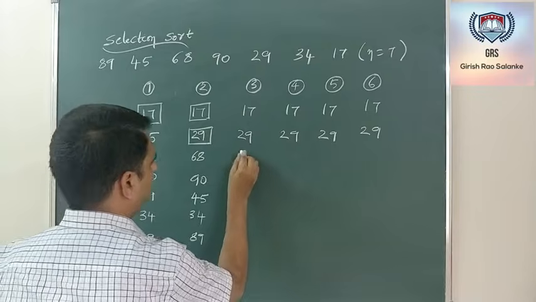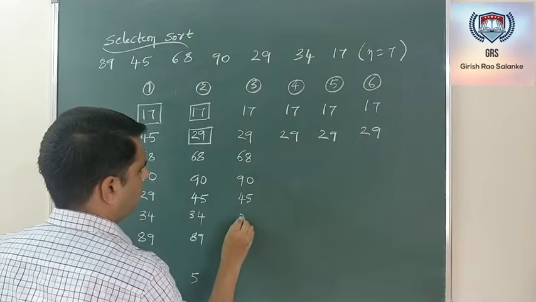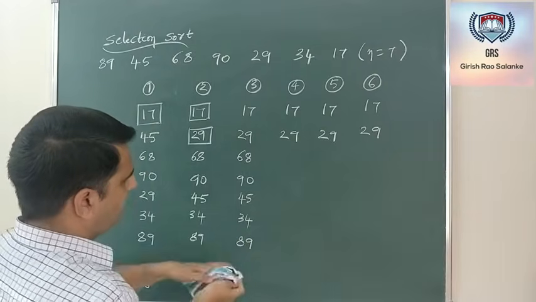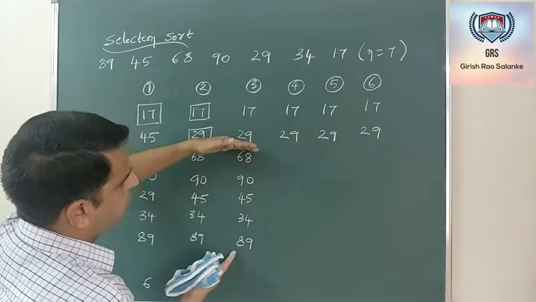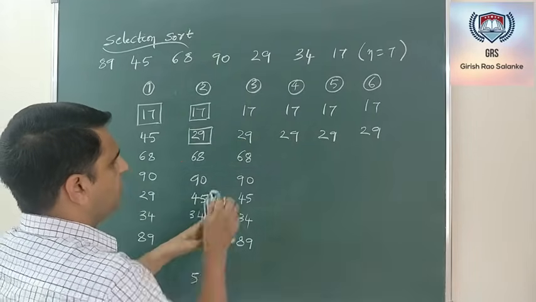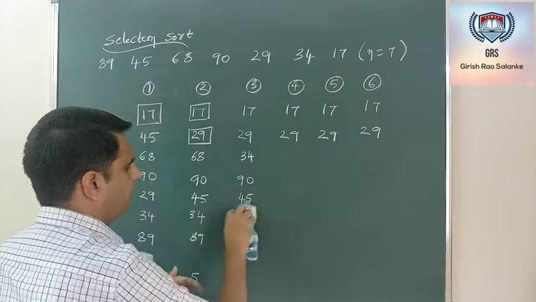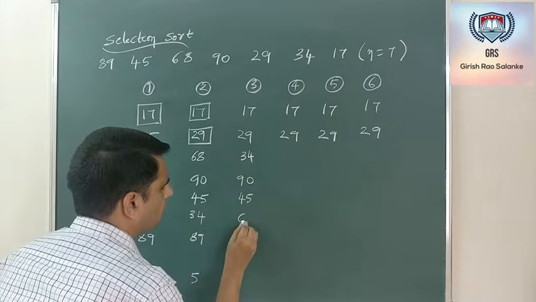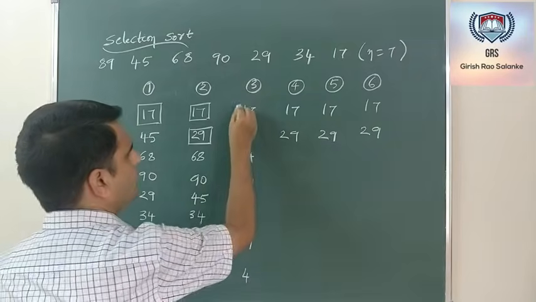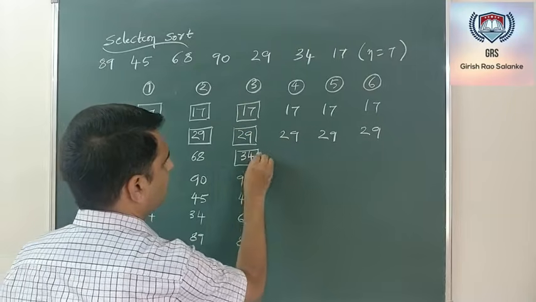Now in the third iteration, I need to check the smallest among these 5. The smallest among these 5 is 34. Exchange this 34 with the third element. The third element was 68, so 34 goes here and this will be 68. In the worst case, how many comparisons have I done? I have done 4 comparisons. So after 3 iterations, the first 3 elements are sorted.